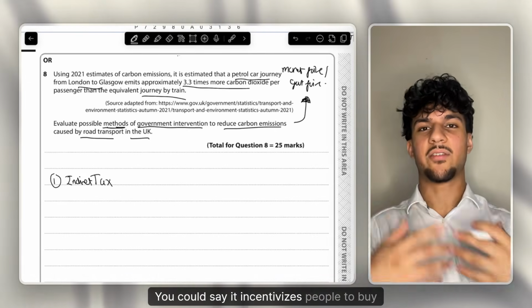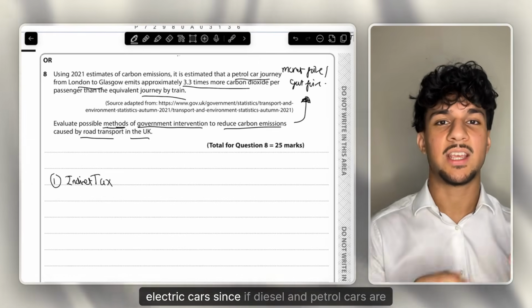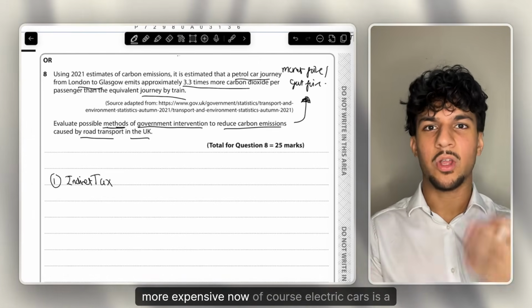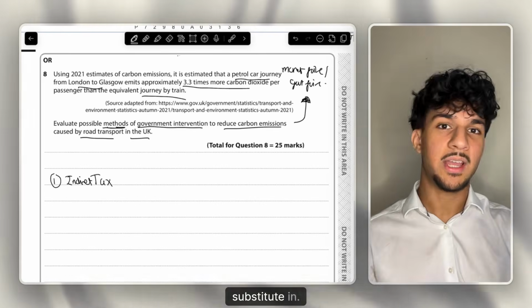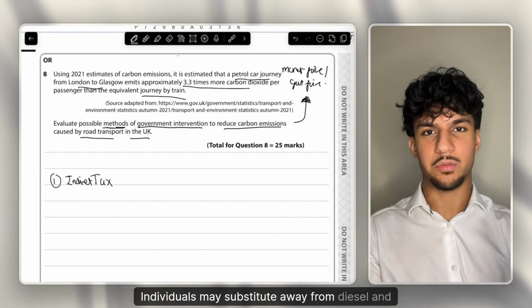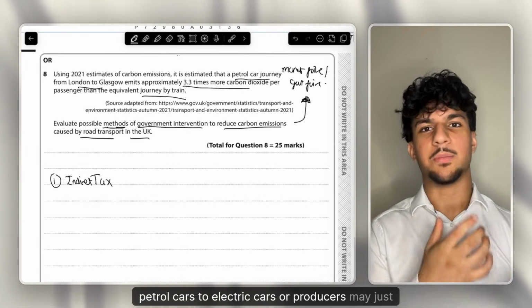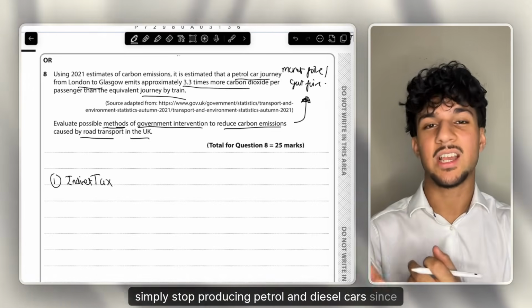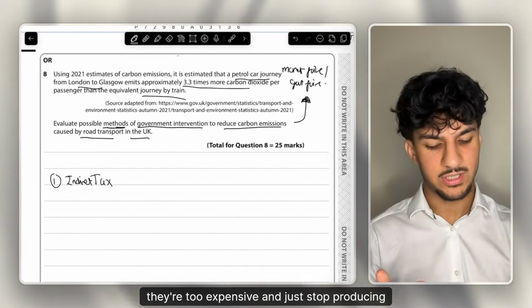You could say it incentivizes people to buy electric cars, since if diesel and petrol cars are more expensive now, of course electric cars are a substitute. Individuals may substitute away from diesel and petrol cars to electric cars, or producers may simply stop producing petrol and diesel cars since they're too expensive, and produce electric cars instead.